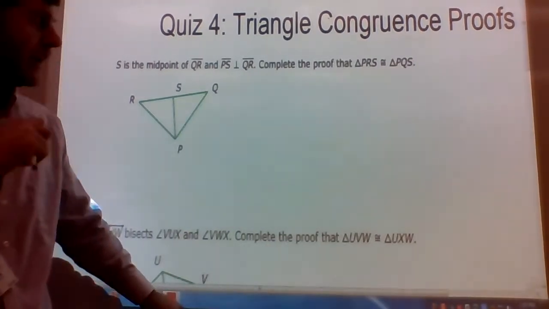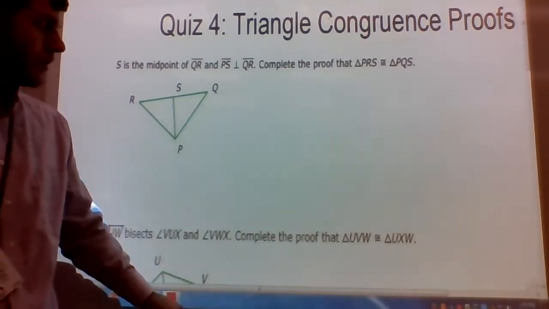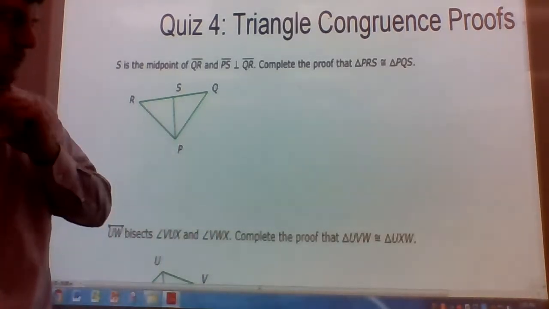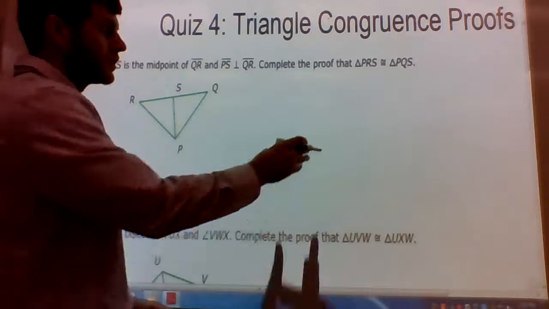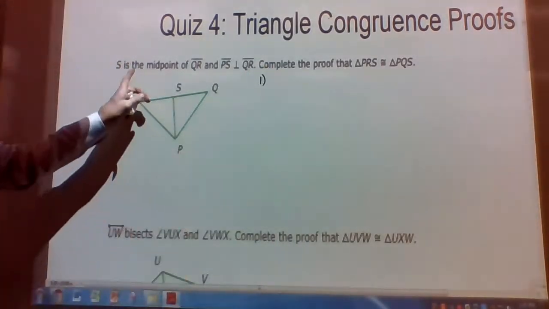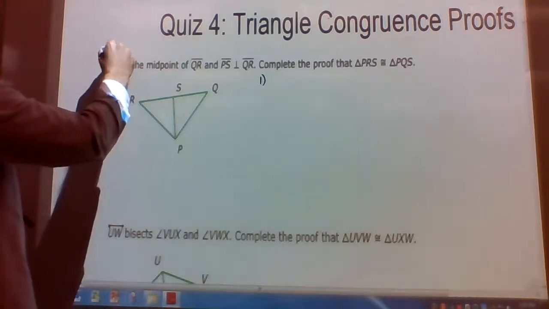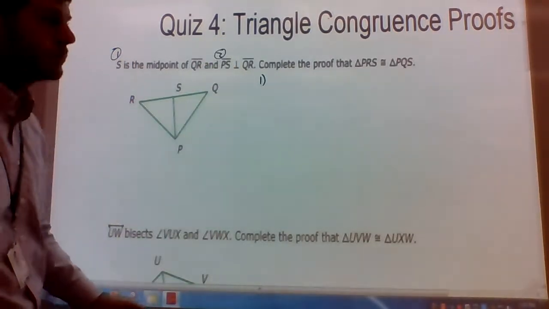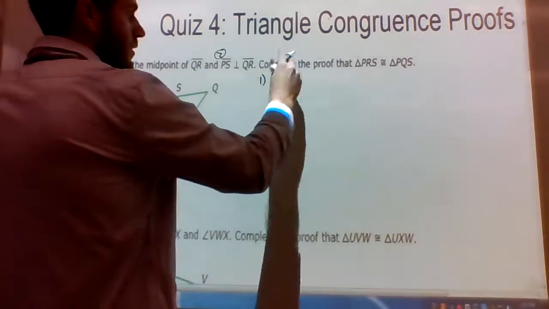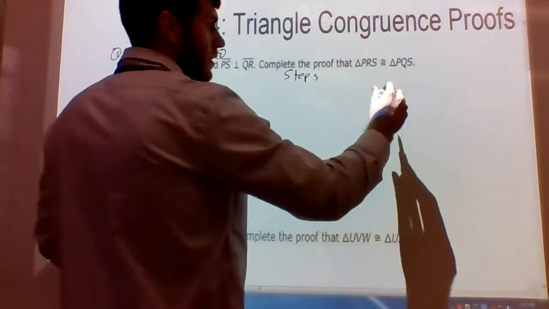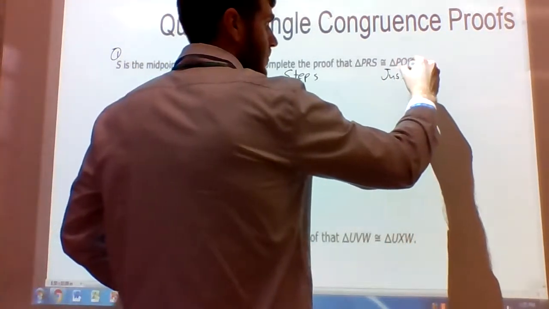Okay, so this is version A for quiz 4. This is also number 2 on version B. So first step in the process, we want to write the givens. Okay, so here we have 2 givens. S is the midpoint of QR, and PS is perpendicular to QR. So we have our steps and our justifications.